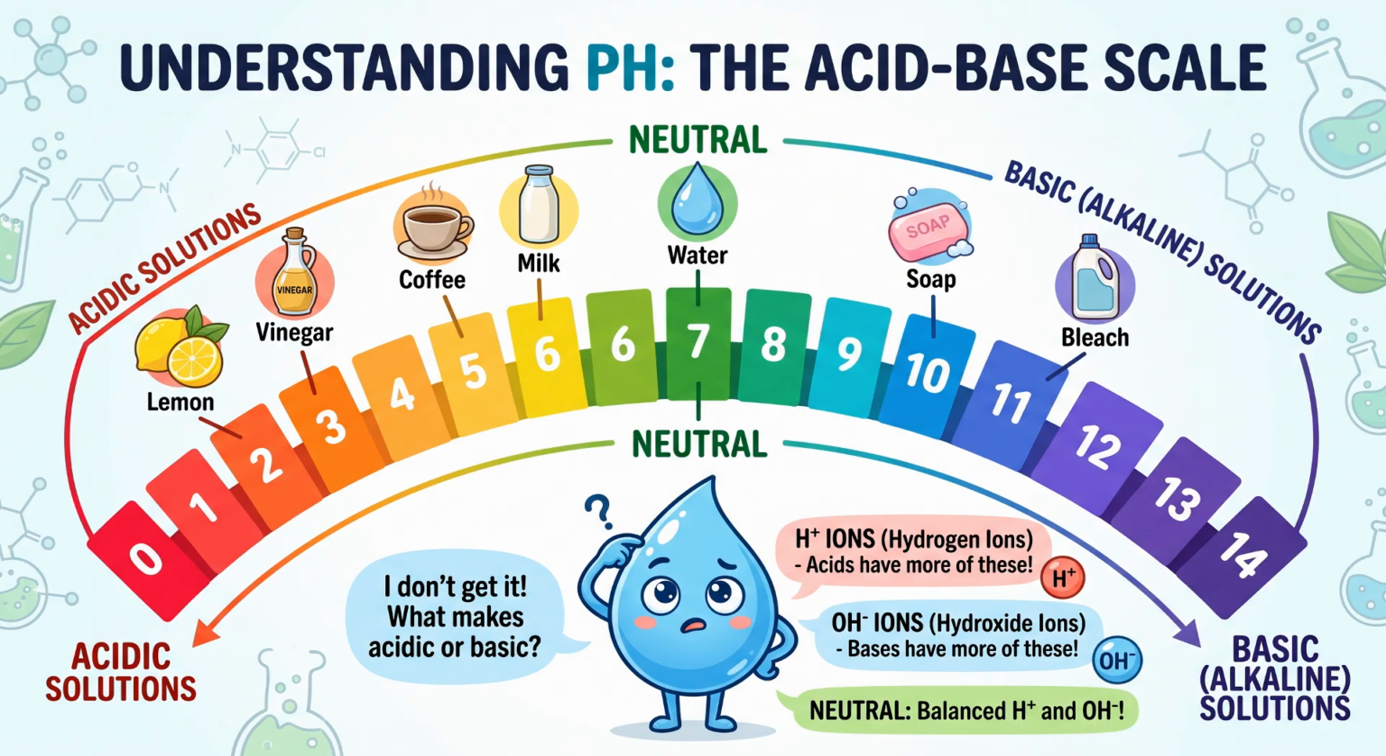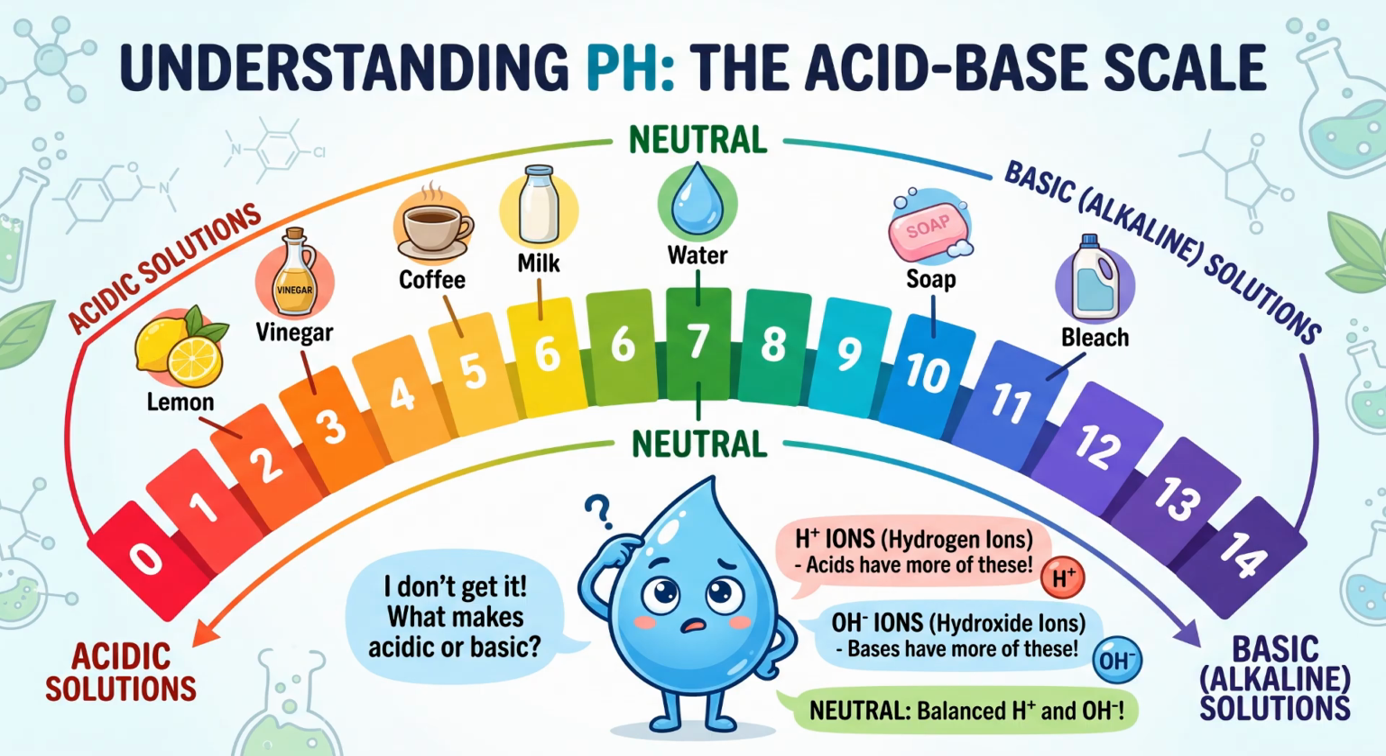Now let's look at the pH scale, which helps us understand whether a chemical substance acts as an acid or a base. The pH scale typically runs from 0 to 14 and acts as a measuring stick for how acidic or basic a liquid is based on its ions.